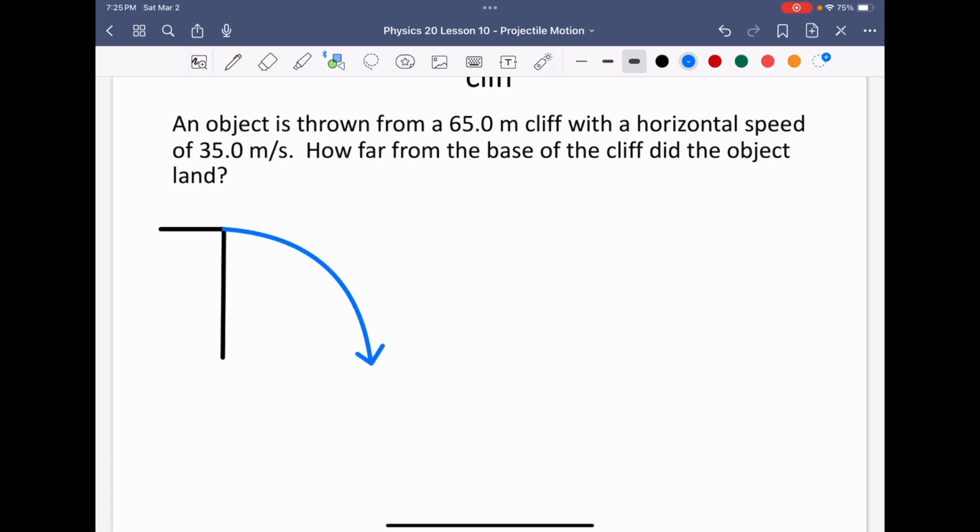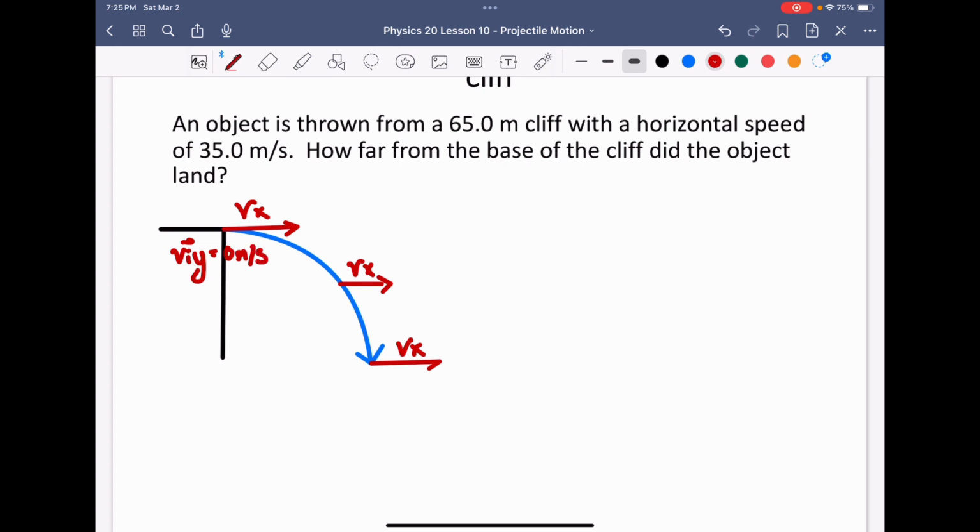I'm going to put some sort of vector which represents my Vx like this. And if we wanted to, we could draw some more Vx's on here to indicate that it doesn't change. So this is our Vx, this is our Vx, and this is our Vx that isn't changing. It's thrown off horizontally, so I'm going to call this VIY equal to 0 meters per second. The initial speed in the y direction is 0.